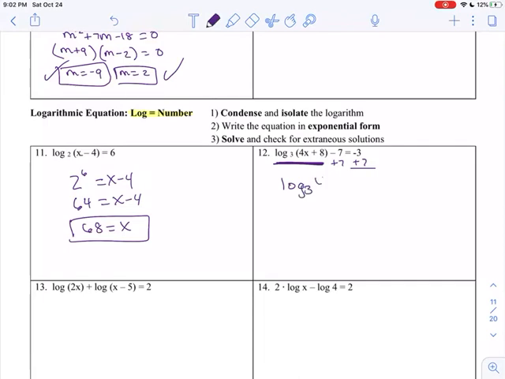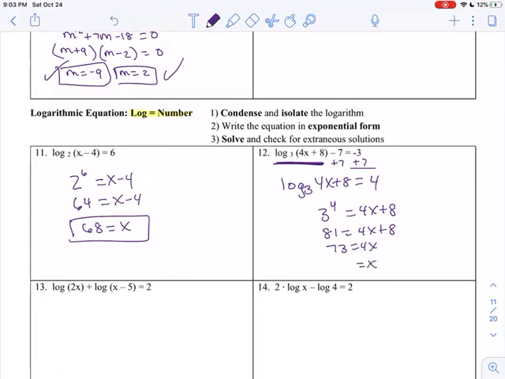For this one, I just want to have one log on one side and a number on the other side. So I'm going to take this 7 and move it over. So I have log base 3 of 4x plus 8 equals 4. And now, since I have a log equal to a number, I'm going to put that back into exponential form. 3 to the 4th equals 4x plus 8.